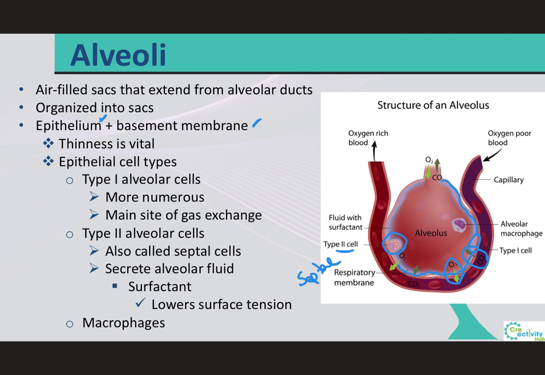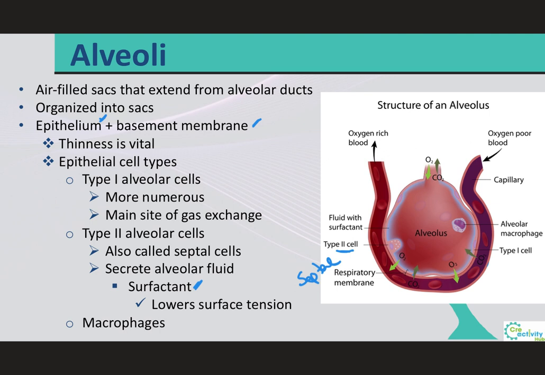Included in the alveolar fluid is this component that's called surfactant, which is a complex mixture of lipids and proteins. And the surfactant is important because it lowers the surface tension of the alveolar fluid, and this reduces the tendency of the alveoli to collapse, which is important to maintain normal respiration.